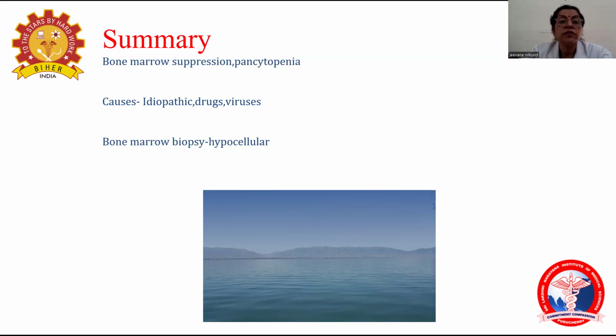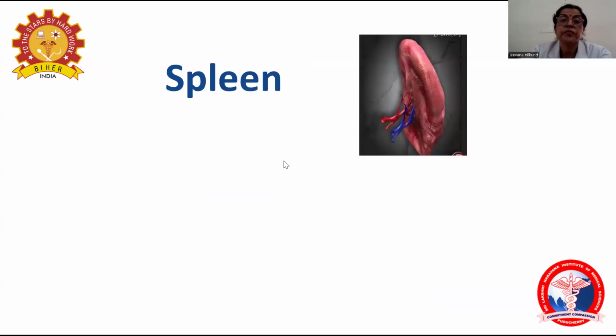And the causes, it may be idiopathic, where the cause is not known. It may be secondary to drugs. It may be secondary to viruses, and it can be due to radiation. So radiation can be therapeutic or an occupational exposure. The bone marrow aspiration is usually a dry tap, and we need to do a bone marrow biopsy. So a bone marrow biopsy is most of the time hypocellular.